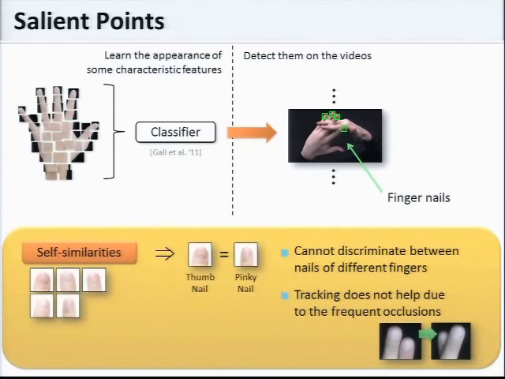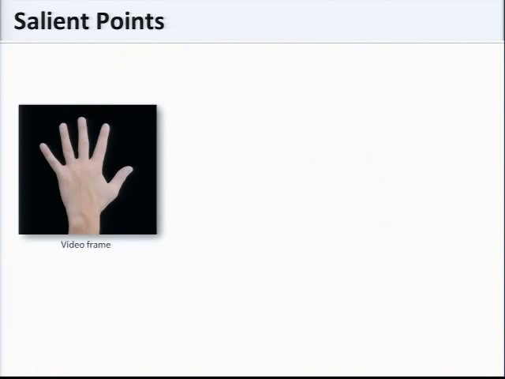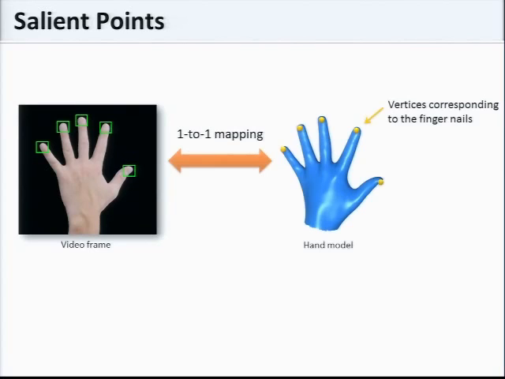But then we observed that due to the self-similarities, we were not able to train a classifier to distinguish between nails of different fingers, because they look very similar to each other. And tracking in general did not help because there would be a lot of occlusion. So we completely avoided tracking, and we rely only on the detector for each frame. In the end, given a video frame and some detections found by the classifier, we knew that these detections were in a one-to-one mapping with the vertices corresponding to the fingernails, but we didn't know this mapping.